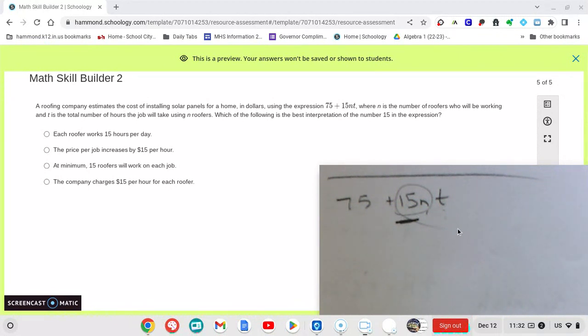When the roofer is costing out this job, he's got some number of roofers, each making an hourly wage, times the amount of time that they all work. So 15 times the number of roofers times the time is going to be his total outlay for labor. So this looks a lot like each of those roofers is making $15 an hour. Let's go ahead and select that one.